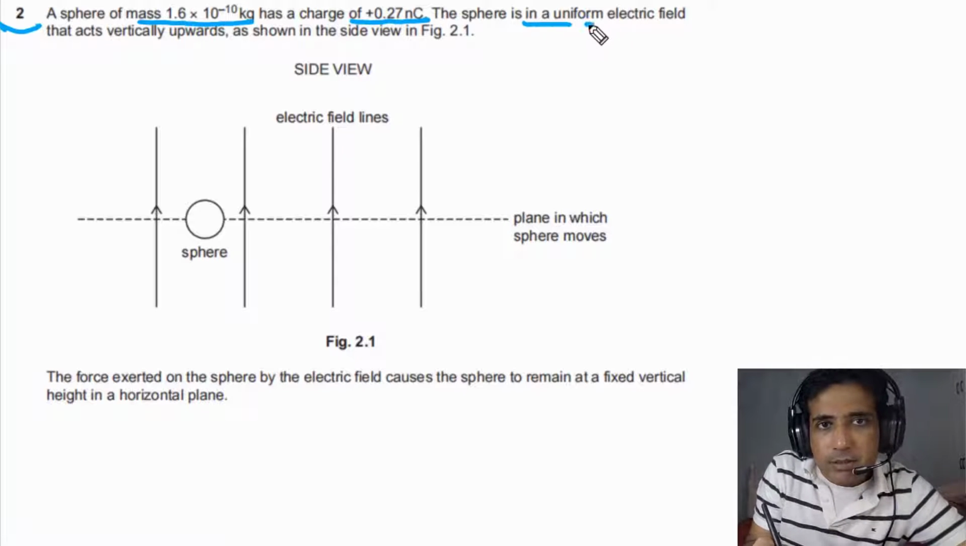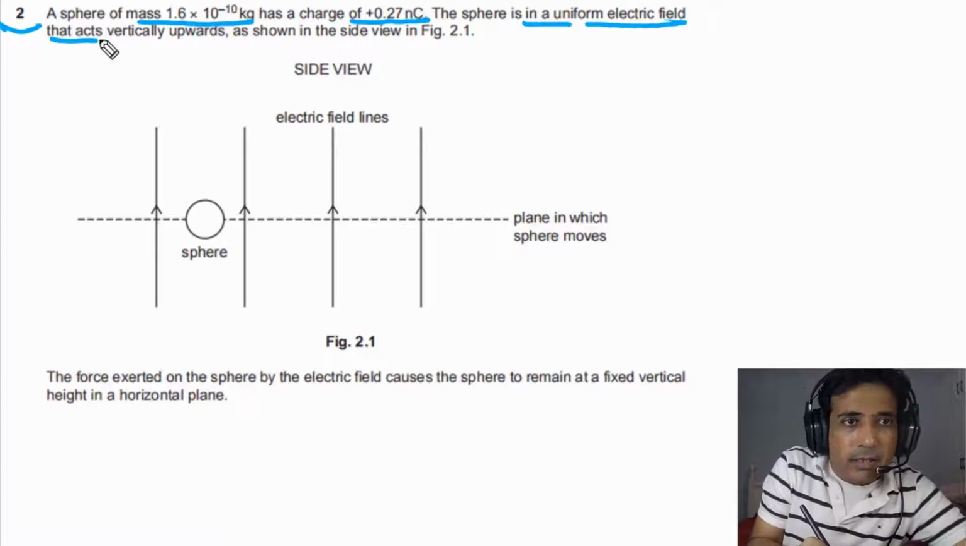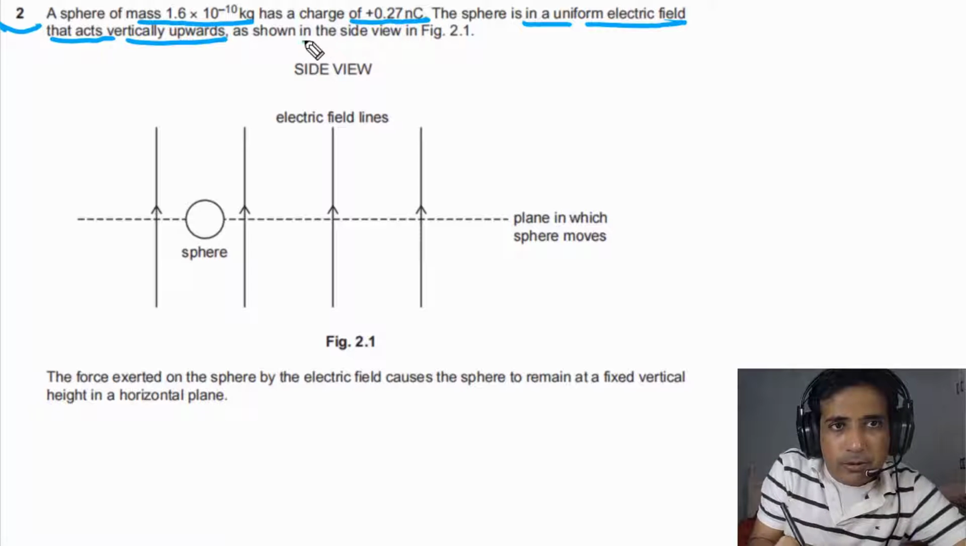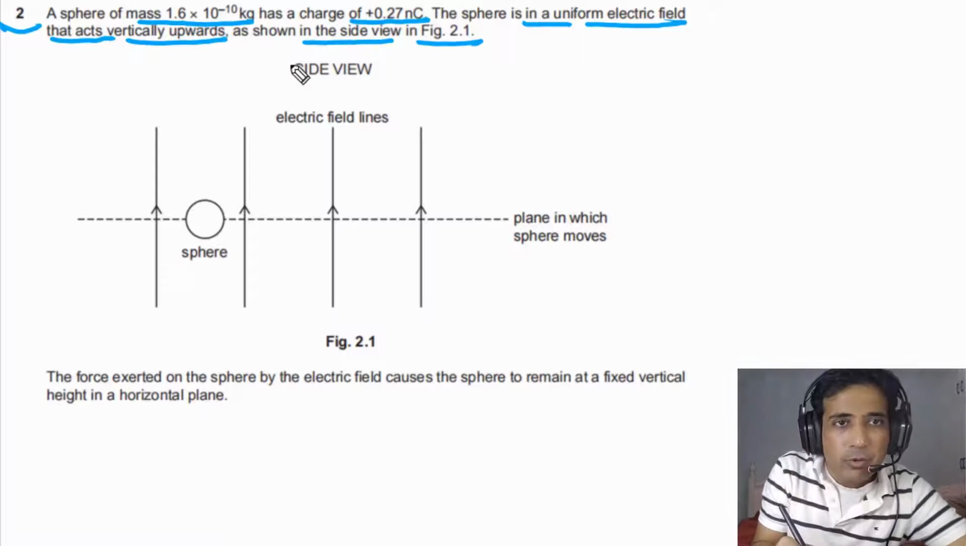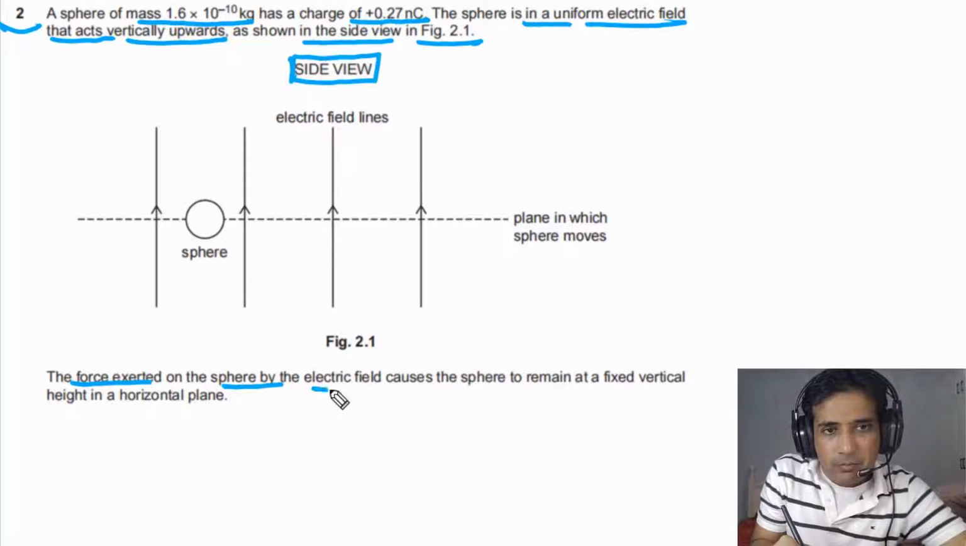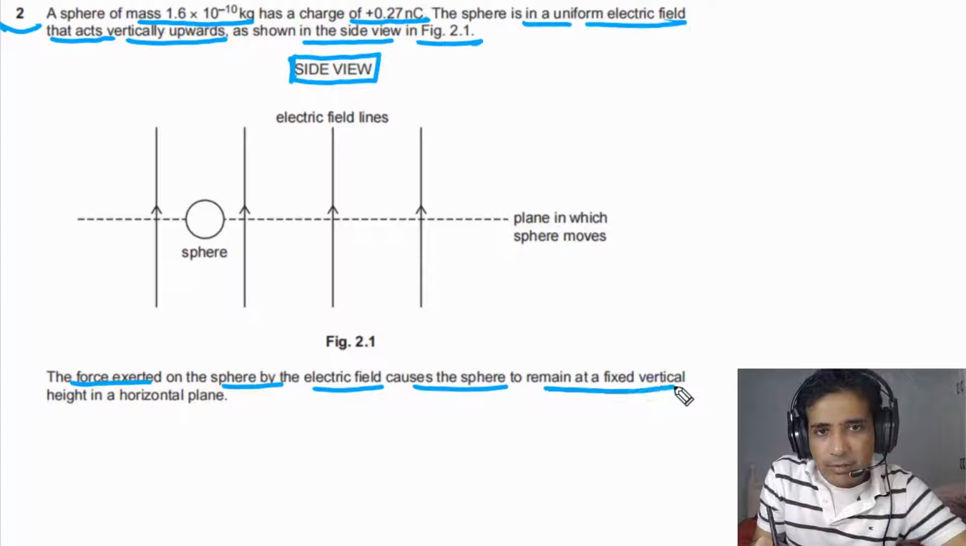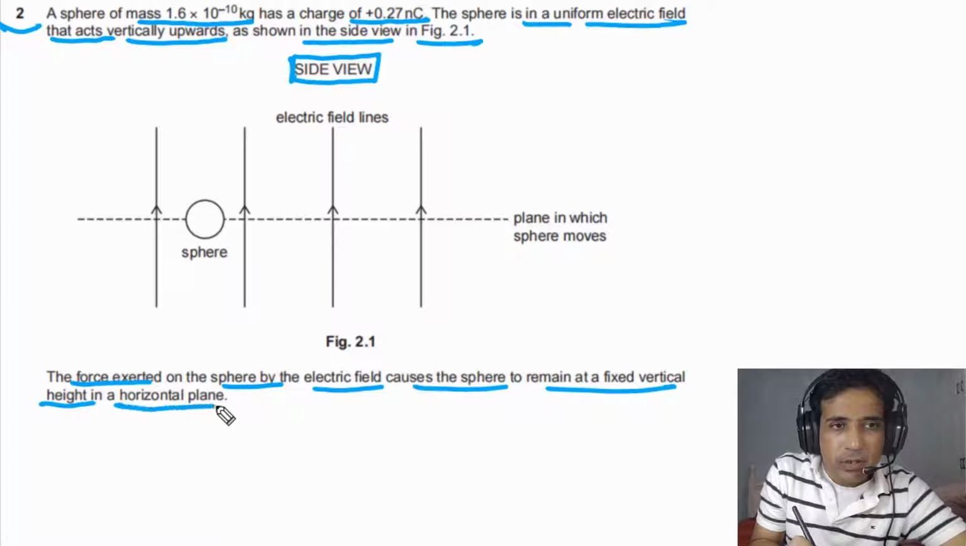The sphere is in a uniform electric field that acts vertically upwards as shown in the side view in figure 2.1. So this figure is a side view. Very important point you need to understand, this is side view. It is also given to us the force exerted on the sphere by the electric field causes the sphere to remain at a fixed vertical height in a horizontal plane.